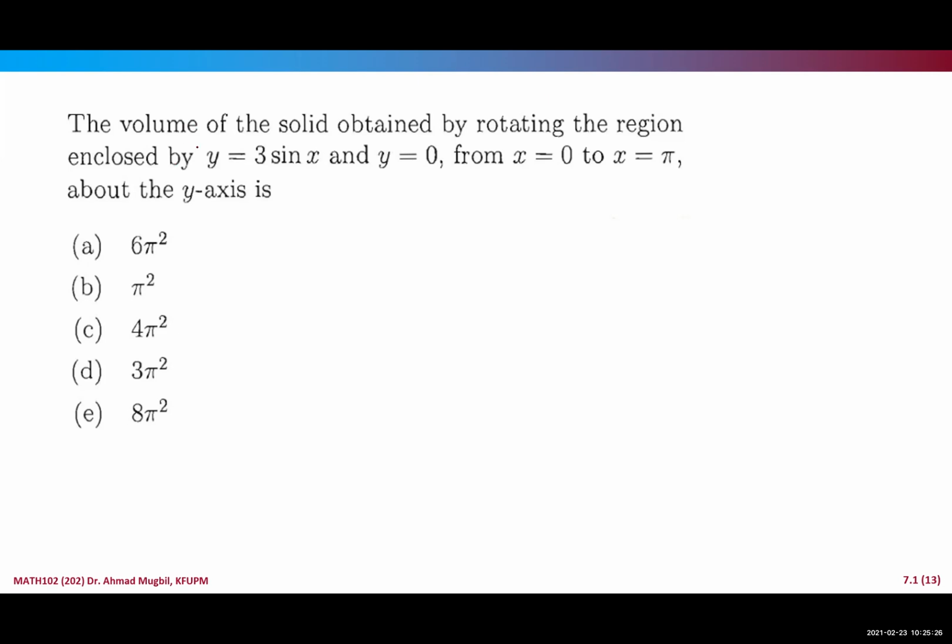Find the volume of the solid obtained by rotating this region. The region is bounded by y equals 3 sine x, y equals 0, which is the x-axis, from x equals 0 to x equals pi. Very easy question. The rotation axis is the y-axis. You are going to rotate it about the y-axis. Yalla ya shabab, please take a pen and paper and start solving.